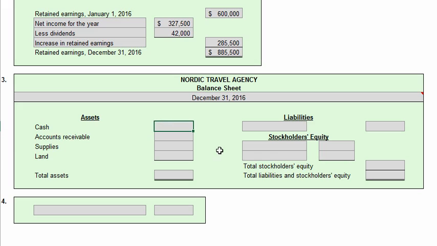So let's list our balance for cash. That's given as $190,500. Accounts receivable is $285,000.